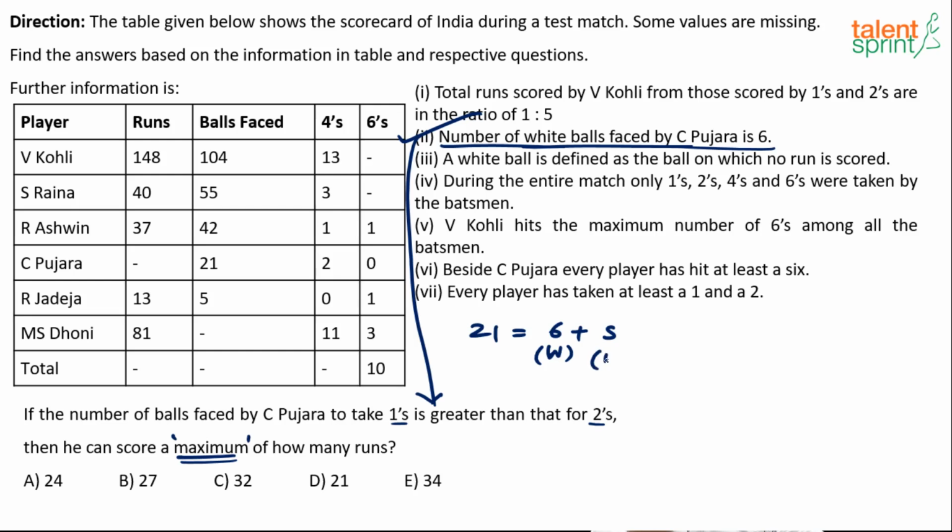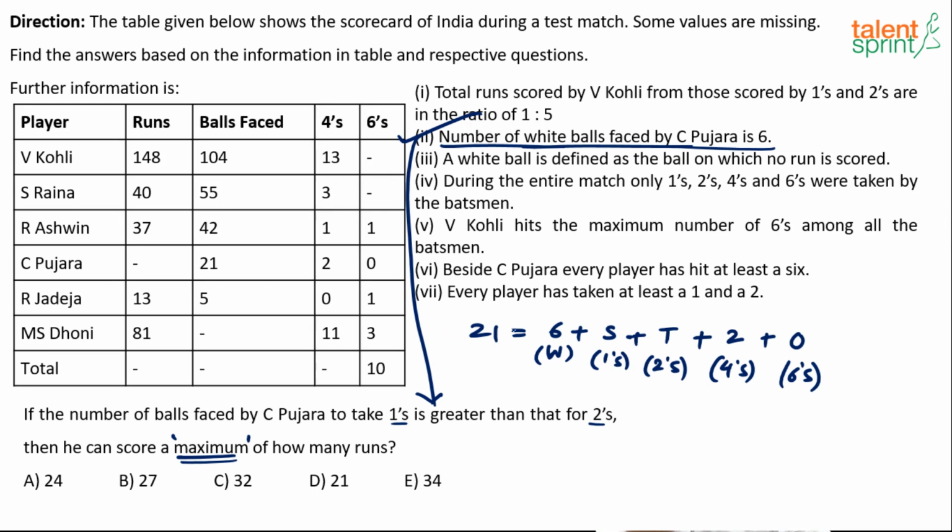I don't know how many balls he has faced there. Plus number of balls for twos, which is 2 runs there. Plus number of balls for fours is 2 here, where he has scored 4s. Plus 0, where he has scored number of 6s. Are you able to follow?